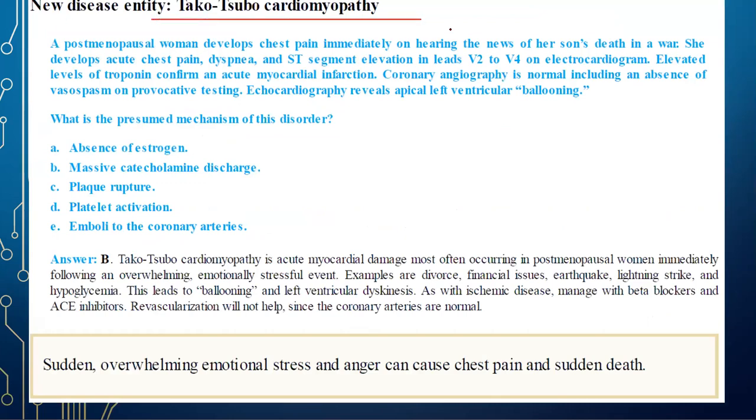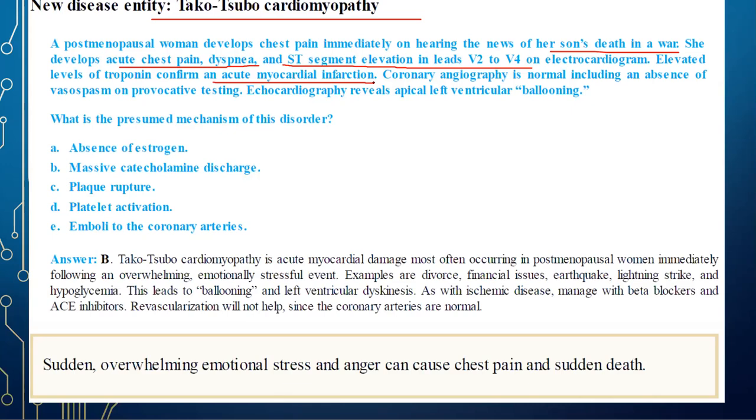Now there is a condition called Takotsubo. Not very important for your exam, but I would say go through it at least. So the question is like that: a postmenopausal woman develops chest pain immediately on hearing the news of her son's death in a war. She develops acute chest pain, dyspnea, and ST segment elevation in leads V2 to V4. Elevated levels of troponin confirm an acute MI.